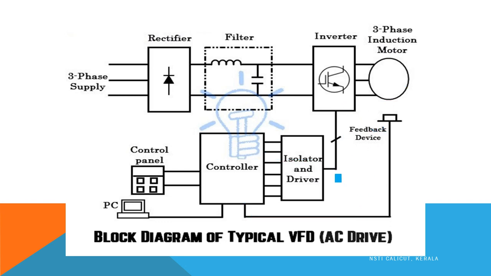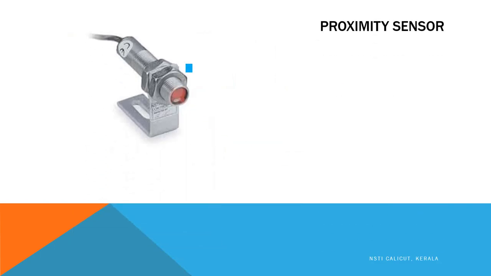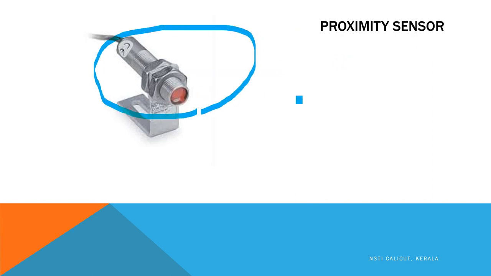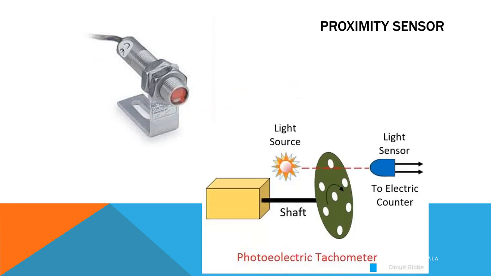And you can see a proximity sensor. This is one type of feedback device. You may have seen that when we are making a call on the mobile device, the screen automatically turns off. Why? When we put the mobile near our ear, it is sensed by a proximity sensor. It is known as a capacitive proximity sensor. Such capacitive or inductive proximity sensors can be used for the motor to check its speed, or we can use photoelectric tachometers and encoders also.